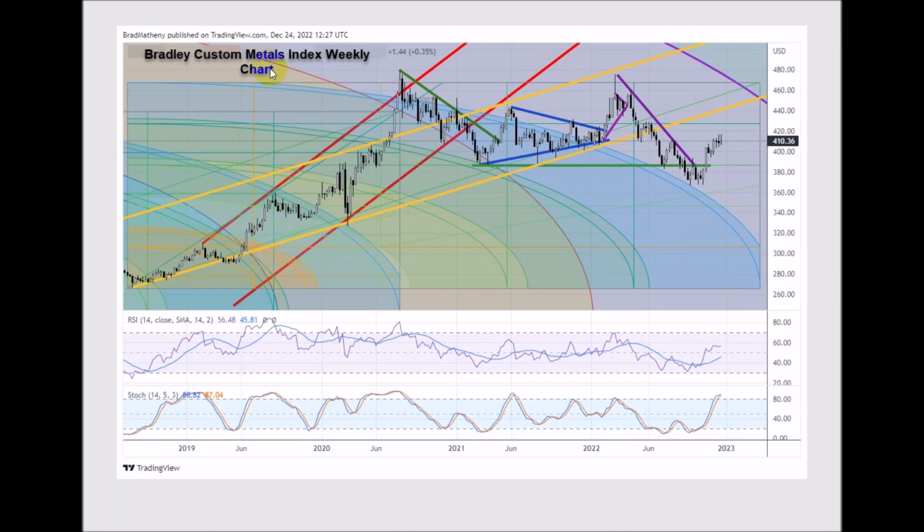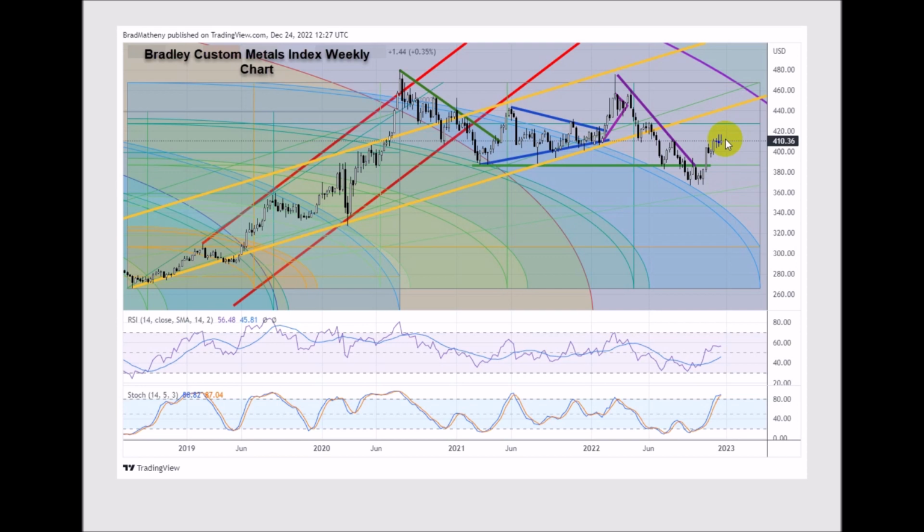The custom metals index weekly chart, you can see that this is a more direct price correlation chart to what's happening in gold and silver. We need to see this move, metals move in a decidedly upward trend. We're seeing accumulation. We're seeing a reversal of trend here. We're seeing fear in these metals indexes move higher.